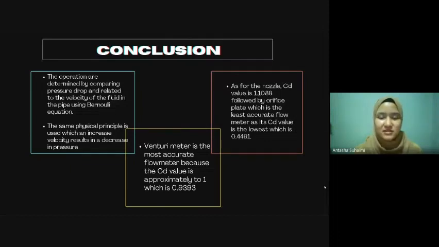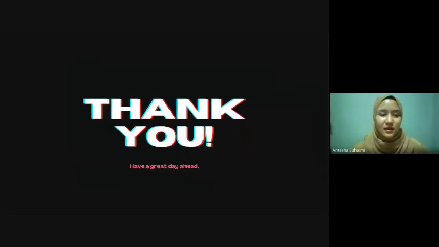So, based on the results, the Venturi meter is the most accurate flow meter because the CD value is approximately 1, which is 0.9393. As for the nozzle, the CD value is 1.1088, followed by the orifice plate, which is the least accurate flow meter, as its CD value is the lowest, which is 0.4461. This is due to so much energy being lost as it flows, which causes a pressure drop in the fluid. So that's all from us.